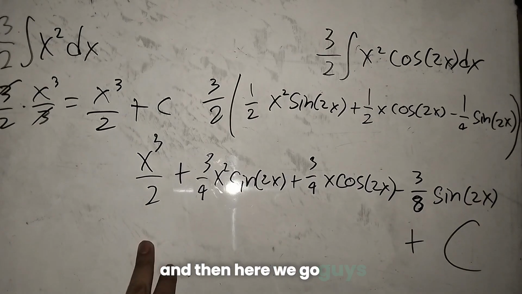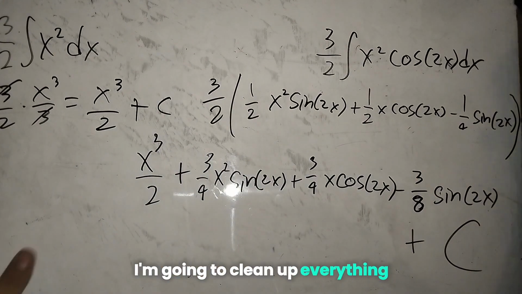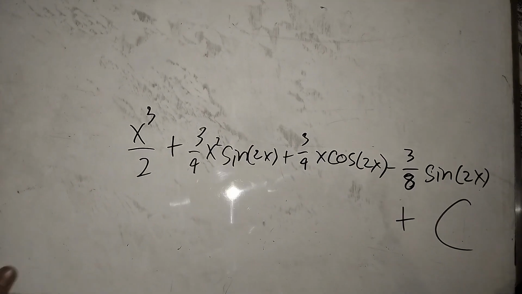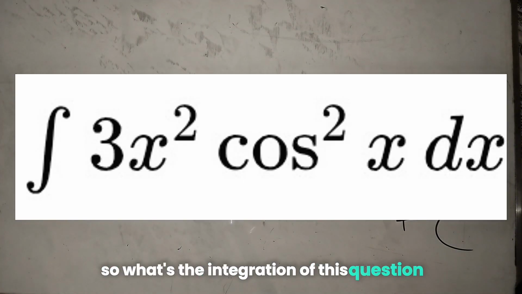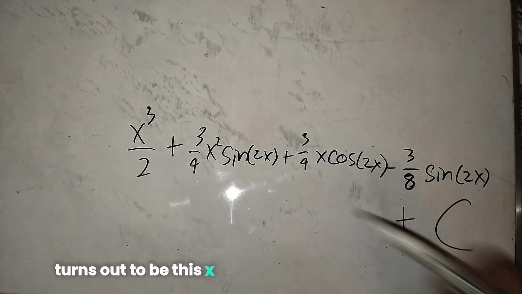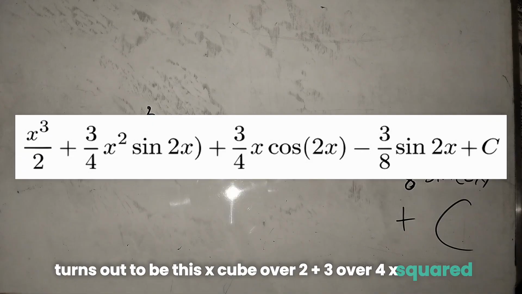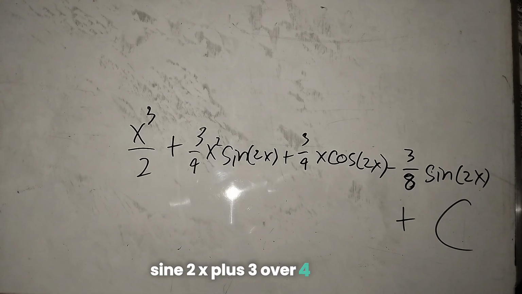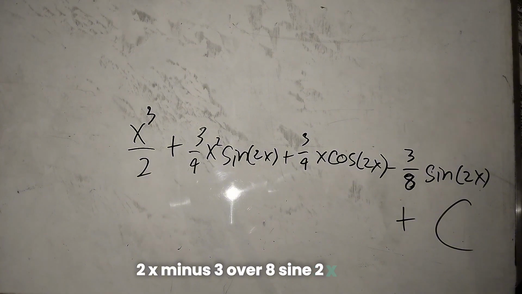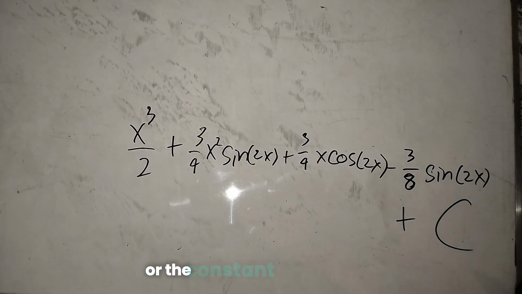And then here we go, guys. I'm going to clean up everything. So what's the integration of this question? It turns out to be this: x cubed over 2 plus 3 over 4 x squared sine 2x plus 3 over 4 x cosine 2x minus 3 over 8 sine 2x plus c, the constant of integration.